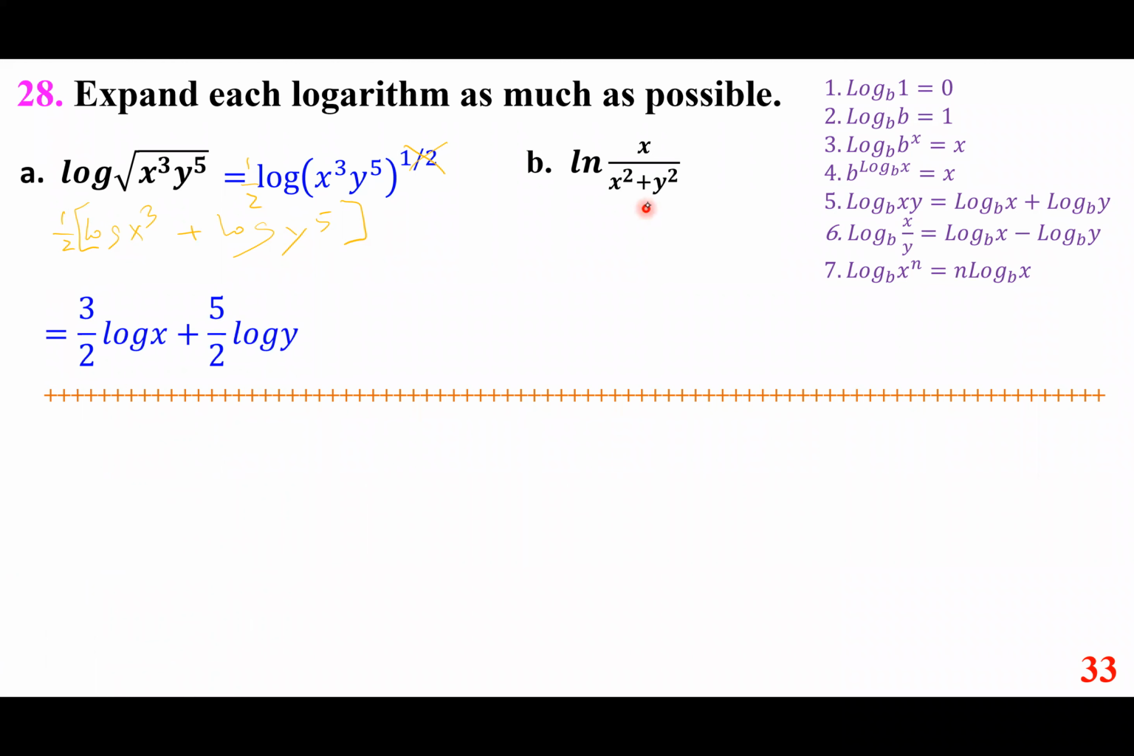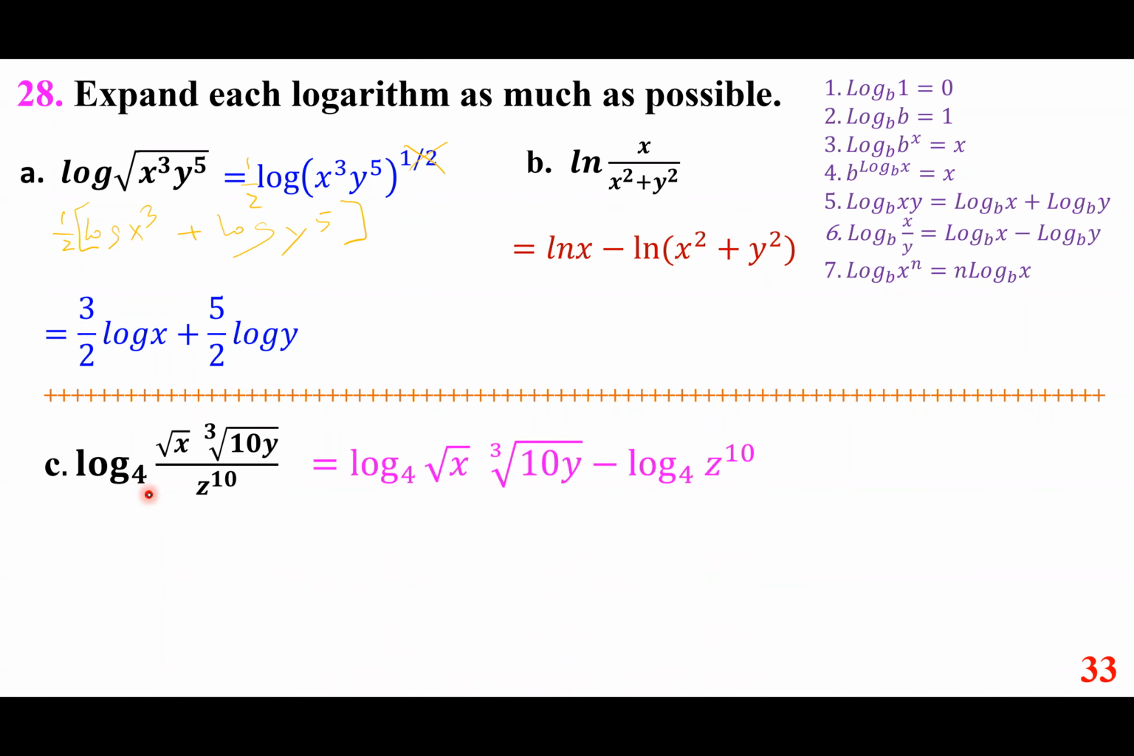This one very straightforward. Ln of the top minus ln of the bottom. There's really not much to it. All right, now this one, we can write log of the top minus log of the bottom. All of them use the same base, namely 4. Although it can be done in one shot, but just in case, this one is x to the power of 1/2. This one is 10y to the power of 1/3.